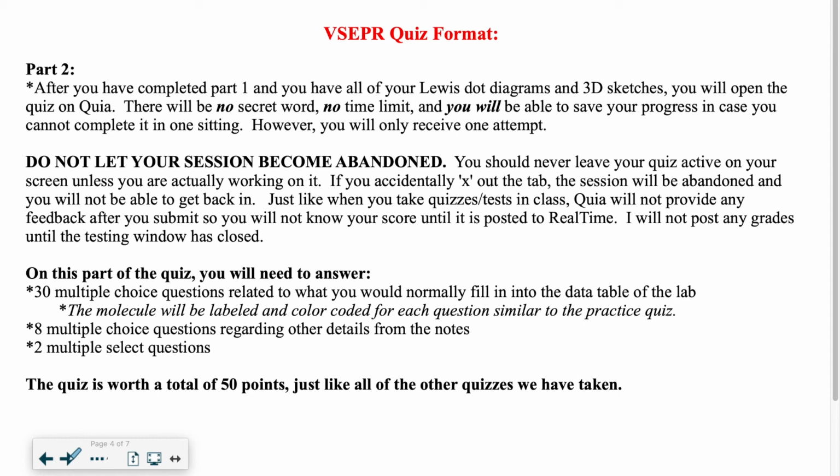If you accidentally leave your quiz open for a really long period of time, and then the session just expires, you will not be able to get back in. If you accidentally exit out of the tab for any reason while it's still open, it's going to become abandoned and you won't be able to get back in. So it's very important that you are careful with your assignment once it is open.